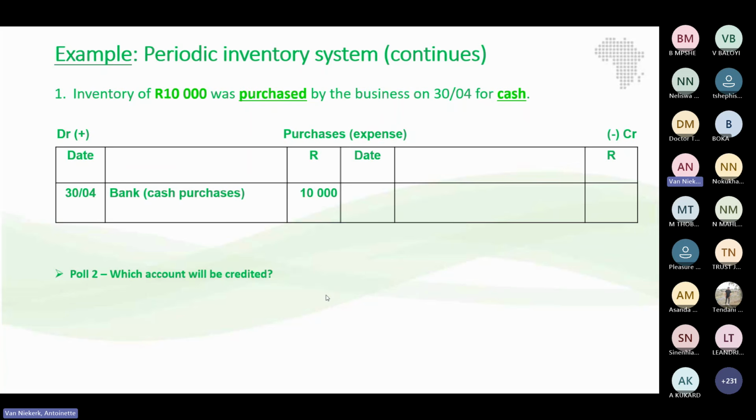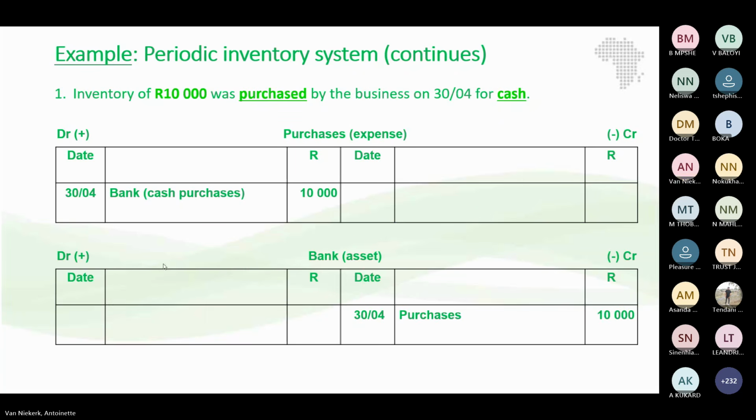Those of you who said bank is going to be credited, you are correct. So here you will see your bank account, which is an asset. It increases on your debit side. It decreases on your credit side. Now your bank account will be credited. Then just a note in case you are wondering. We use, oh my gosh, no, I mustn't say this. I'm going to give the answers away. But I have to. Okay.